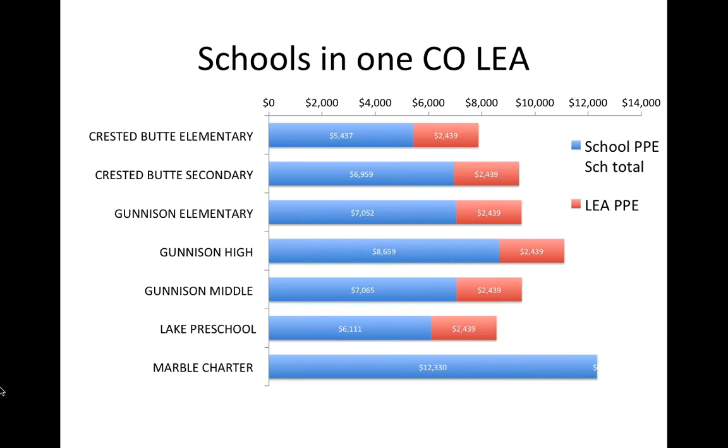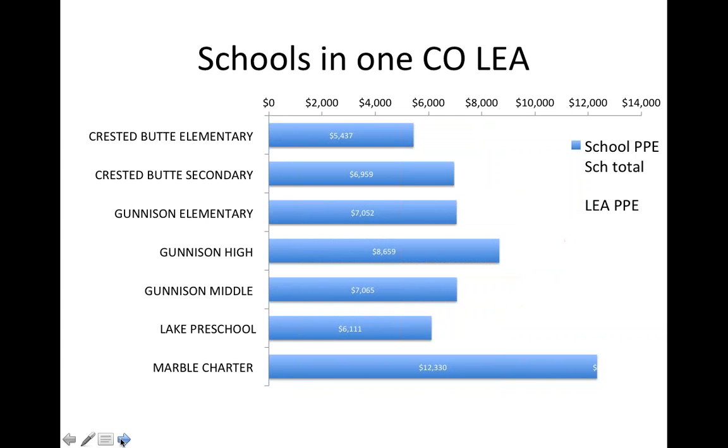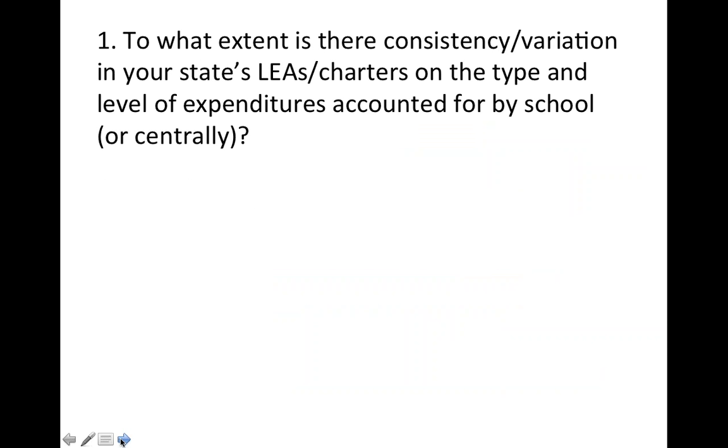Any other questions or comments on that? This has been great. I want to just finish this little section with two points. The first is that as we embark on developing these uniform procedures, we'll want to know to what extent there's consistency or variation in your state's LEAs and charters on the type and level of expenditures accounted for by school or centrally. So if you do have a good data set already, you might just look at that question, and that'll give you a sense of how much work there is to do on the uniform procedure.